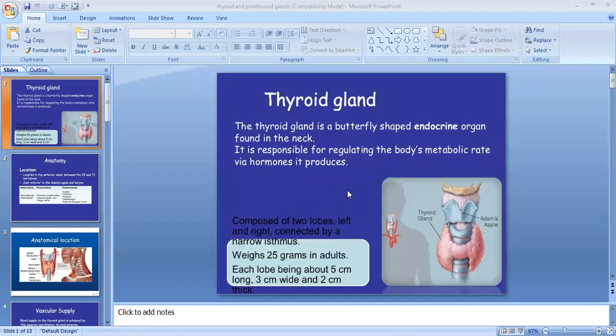Bismillahirrahmanirrahim. So today we will discuss the thyroid gland and the parathyroid gland, anatomy of the thyroid gland and parathyroid gland.